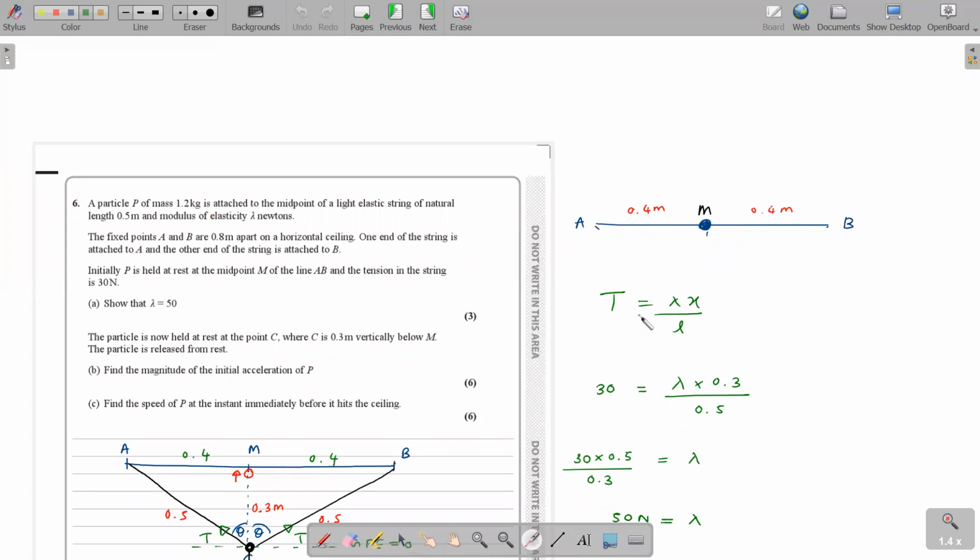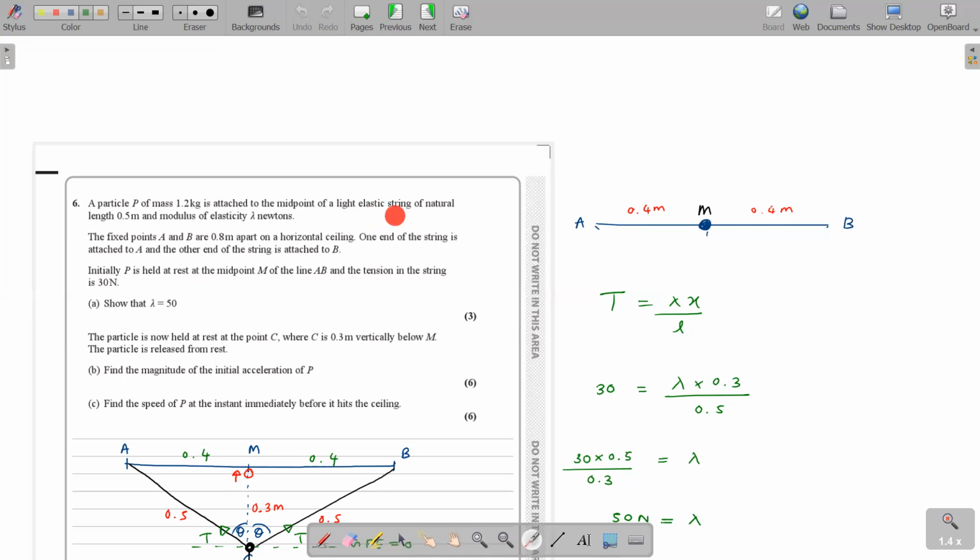In order to show that lambda is 50, they don't ask you to do anything much. All you need is the equation T equals lambda x over L, the tension equation for elastic strings. The tension is provided, so you can immediately input the tension value as 30. Lambda is the elasticity constant, and x is the extension, the length that the string is stretched beyond its natural length.